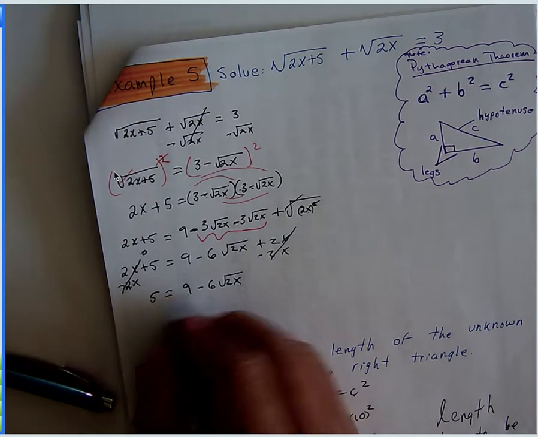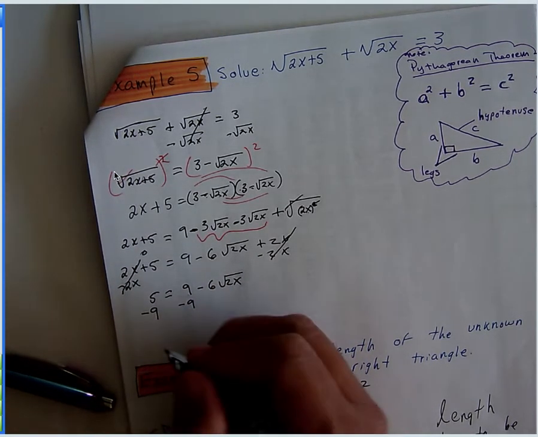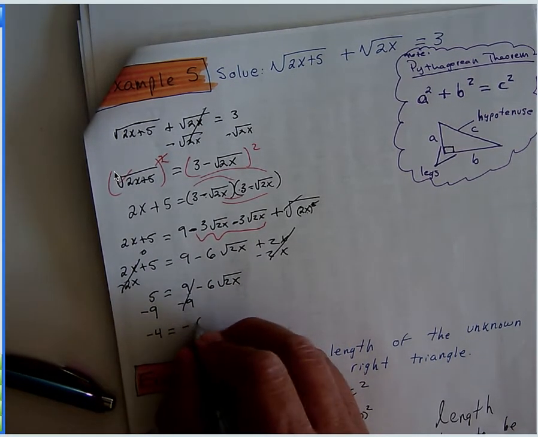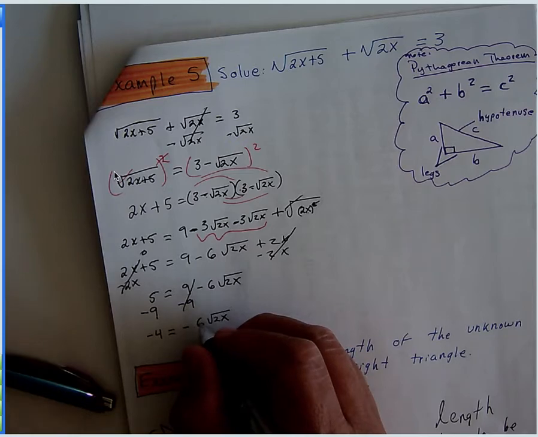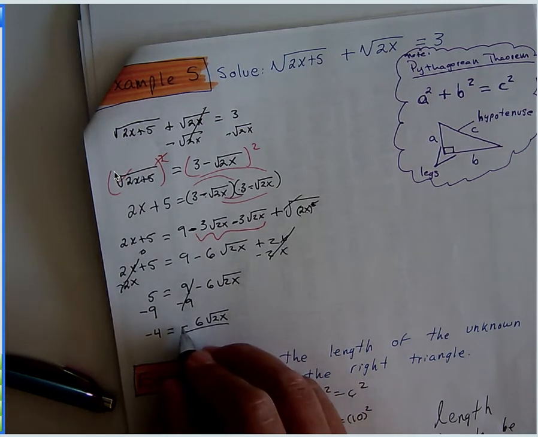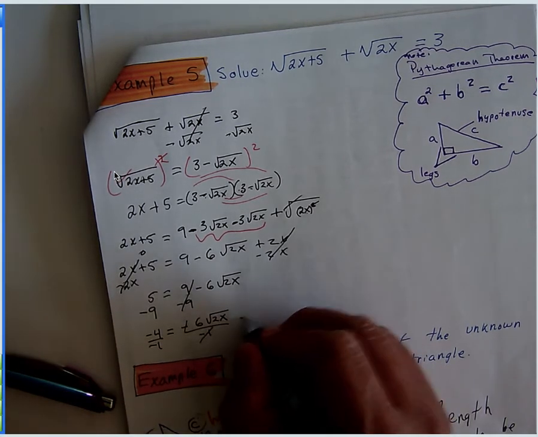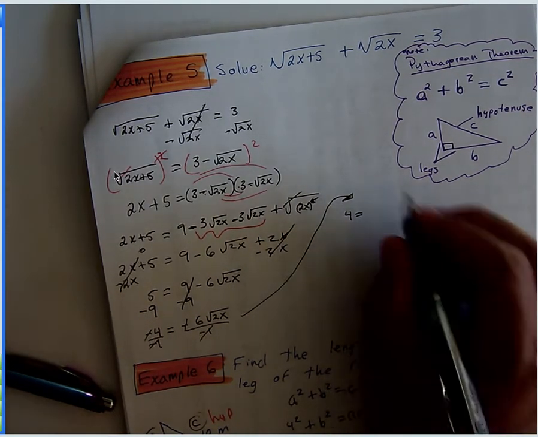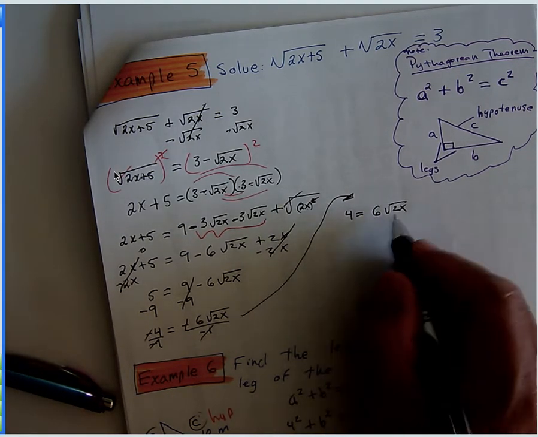So we still need to get rid of this one because we need to isolate this one. So negative 9, negative 9. So that would be negative 4 equals negative 6 square root of 2x. So from here, we can divide by that negative 1. So that negative goes away, and that negative goes away. So you're left with 4 equals 6 square root of 2x. And you could have divided over here if you wanted. You could have taken the 6.